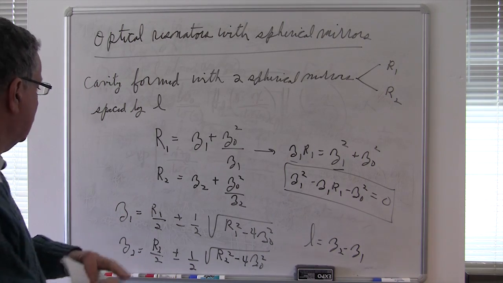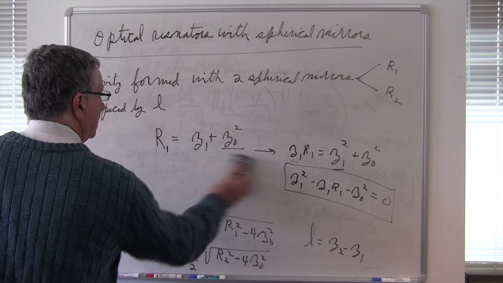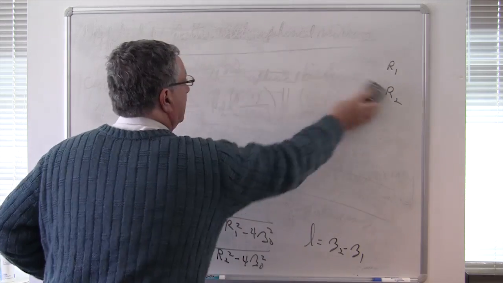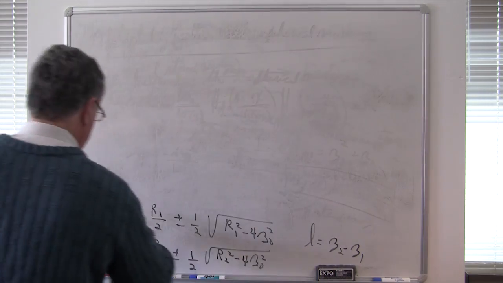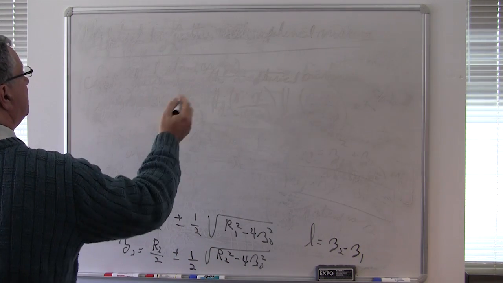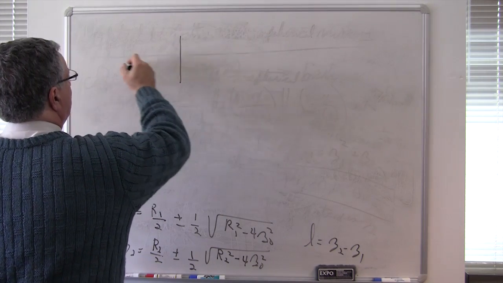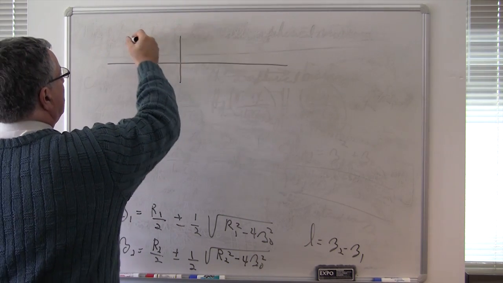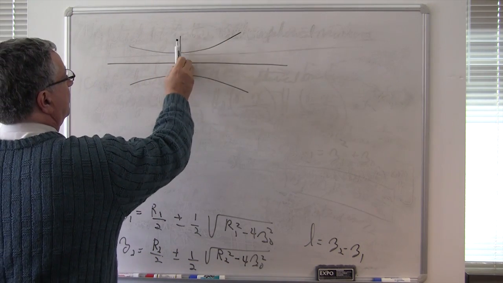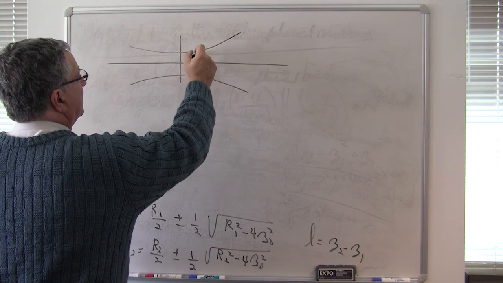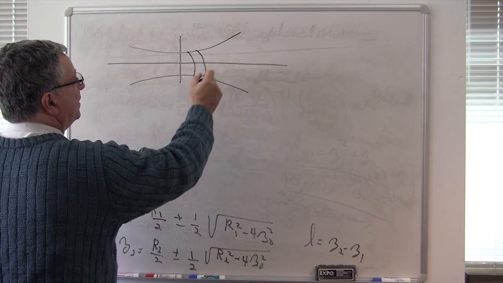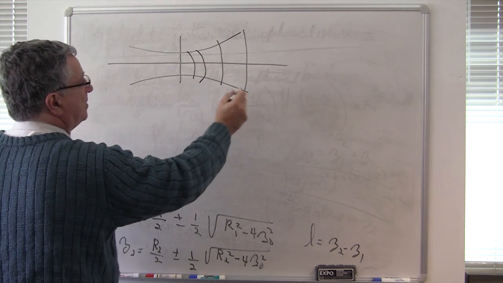I just want to digress here a slight bit to stress one thing. If you look at the solution here for Z1 and Z2, you have two solutions for Z1 and two solutions for Z2. The reason for that is very simple. If you think of a Gaussian beam, this is where the beam waist is, like this. So the plane, the wavefront, is parallel. And then here the curvature increases, and then it decreases when you go away.